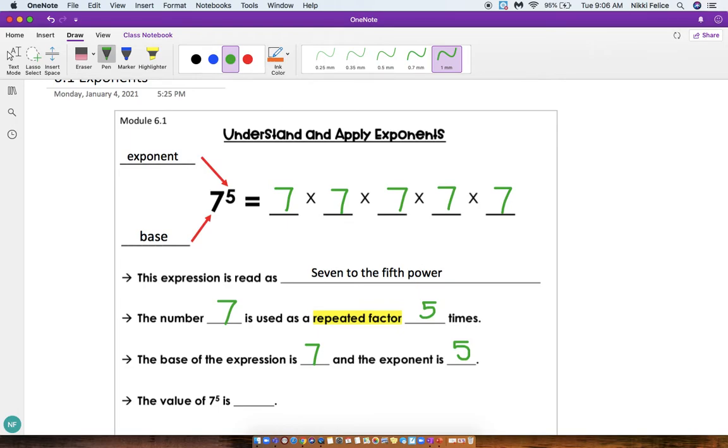If I want to know the value of 7 to the 5th power, I have to really multiply 7 times 7 times 7 times 7 times 7. For this part, if you wanted to, you could use a calculator. 7 times 7 is 49, and then you would do 49 times 7, and then that answer times 7, and then that answer times 7. The value of 7 to the 5th power is 16,807. It's a big number. So that's a little basic overview of exponents. Now let's practice a little bit.